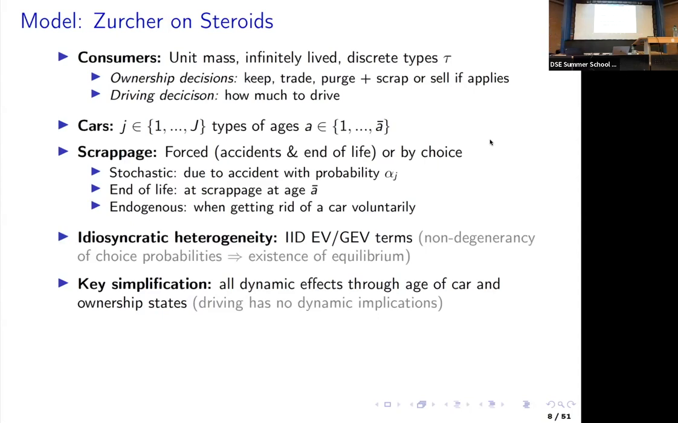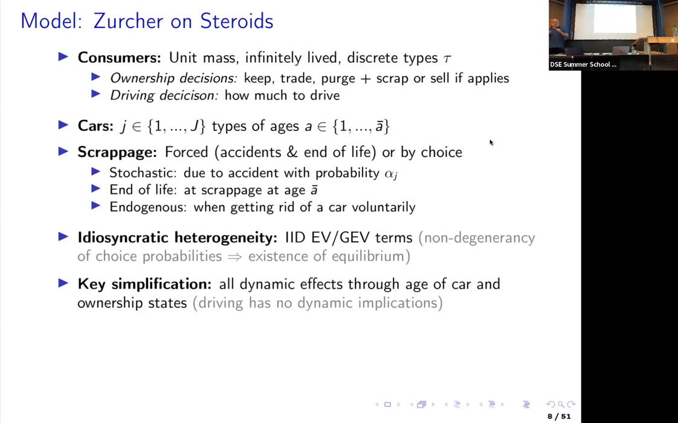or a sell decision. In that case, you supply it to the secondary market, which makes prices increase for those cars. Cars are indexed by J. Okay, so there are different types of cars and different ages of cars.